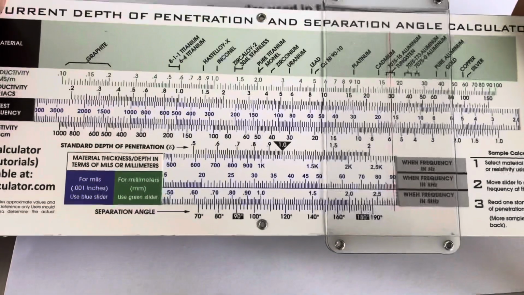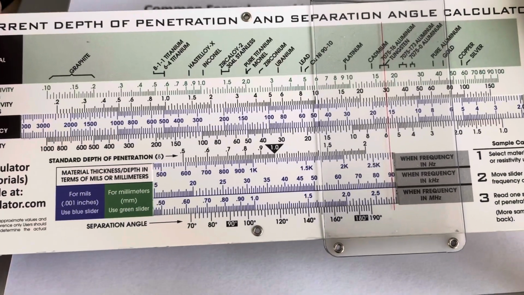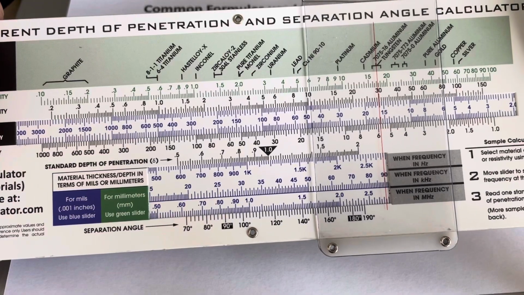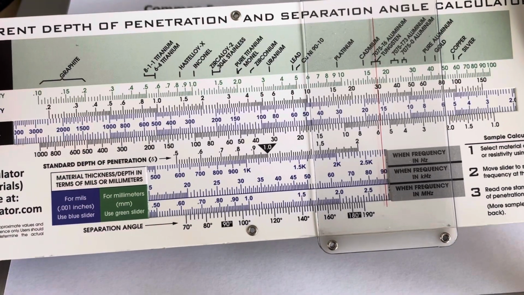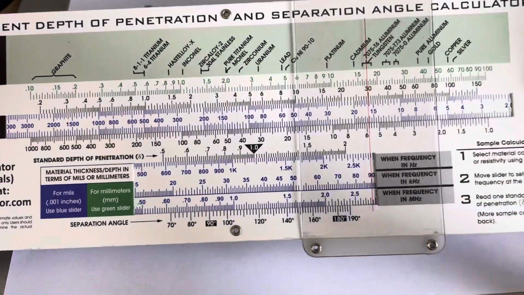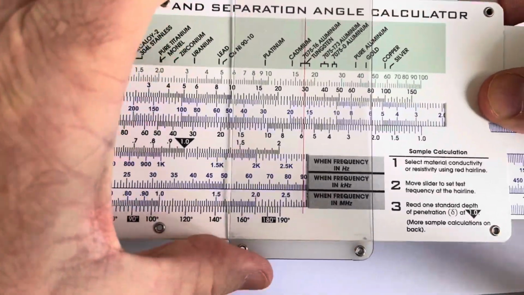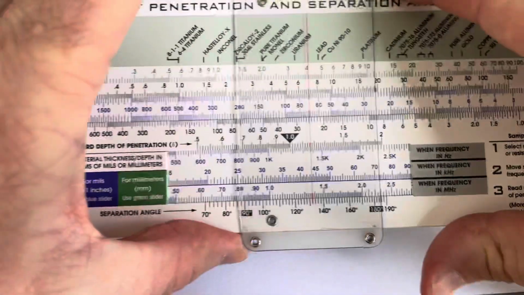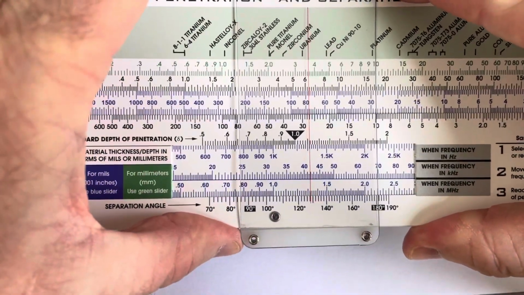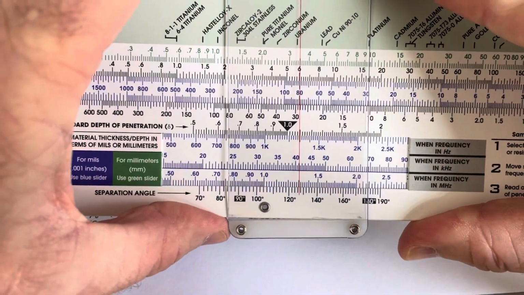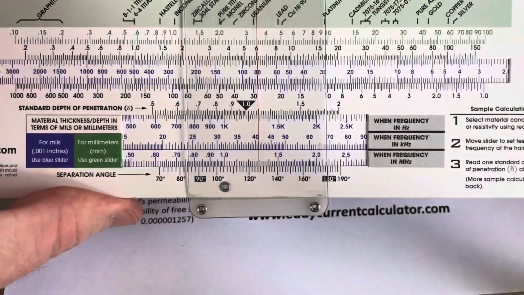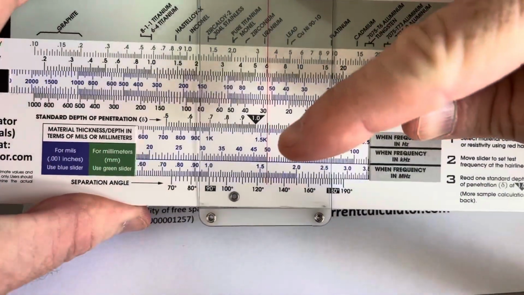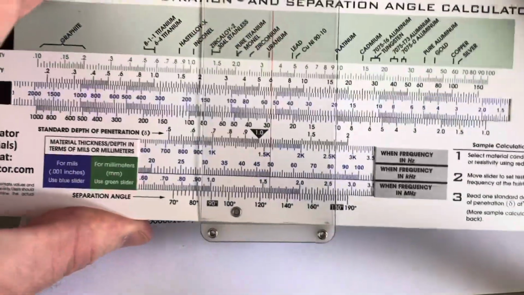So the next example is going to be finding the F90 frequency for tubing, and we're going to use Inconel tubing that is 50 mils thick. So when we use 0.8 for plate standard depth of penetration, for tubing the formula is a little bit different. We're going to use 1.1 standard depth of penetration, and we're going to line that up with the tube wall thickness, which is 50 mils right there. So 1.1 lines up with 50 mils.